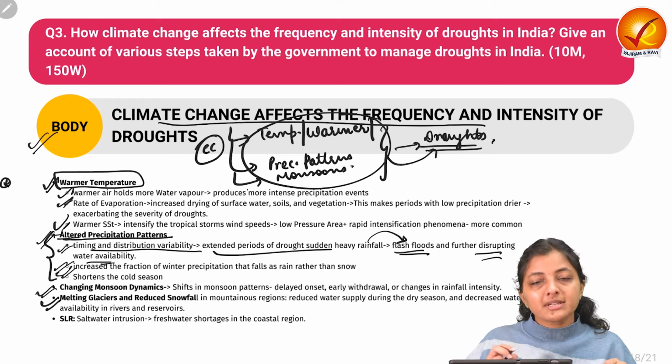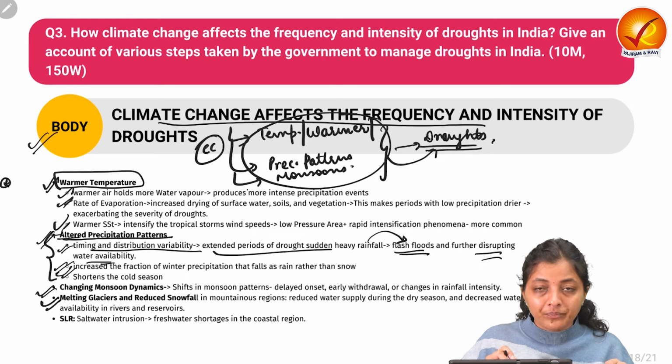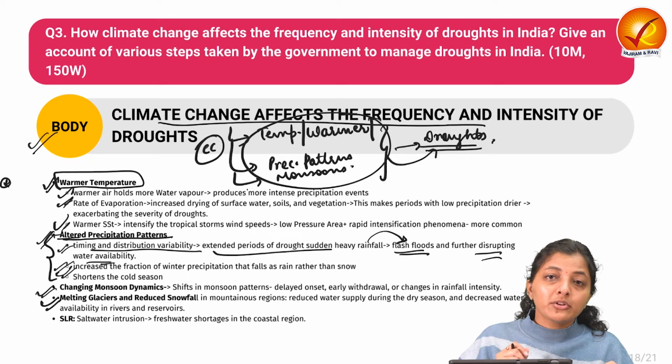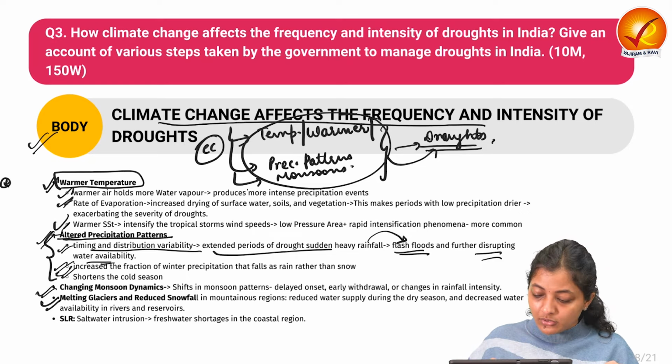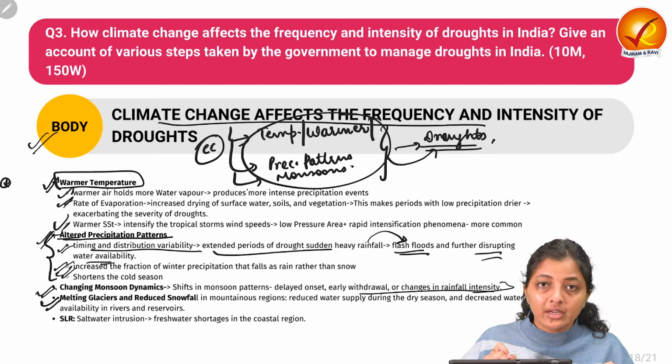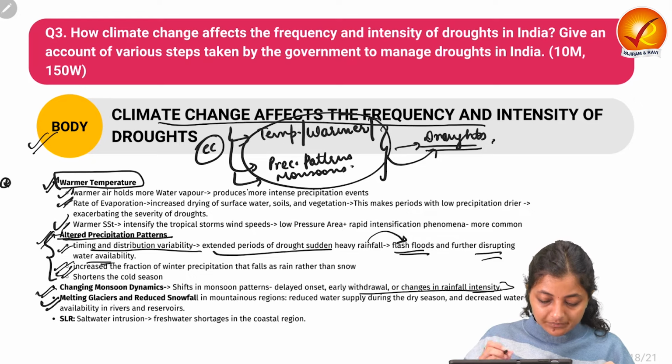Next, climate change has impacted the monsoon dynamics as well. Now the monsoon is delayed, and it comes for a shorter period of time. This results in lesser availability of rainfall over the Indian continent. So this also results in disruptions to water availability or drought-like situations.